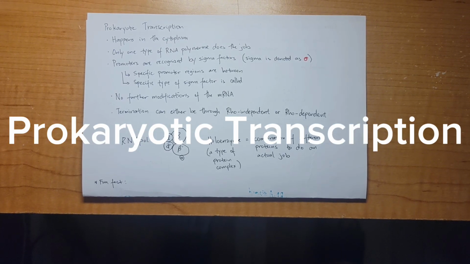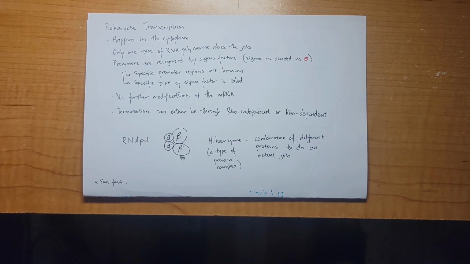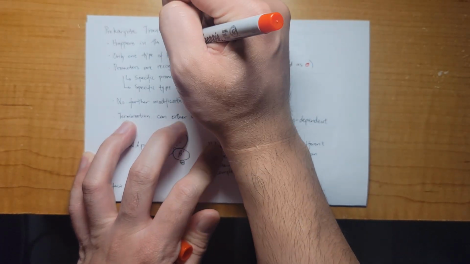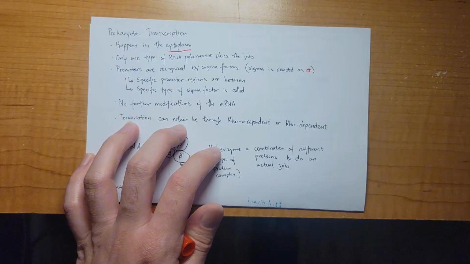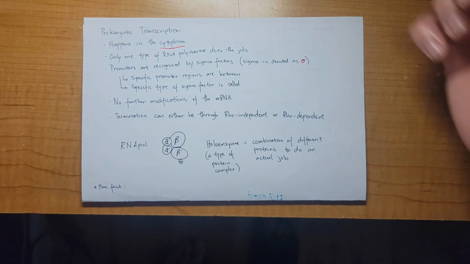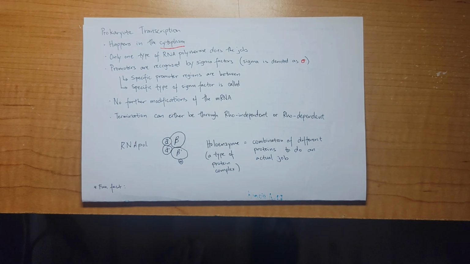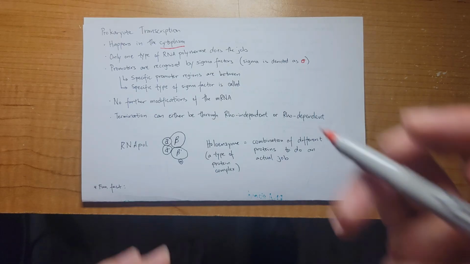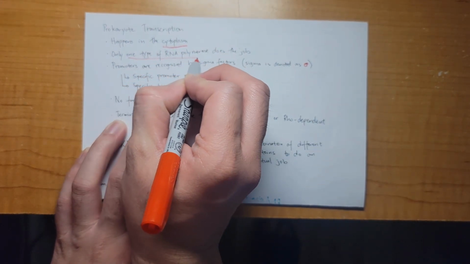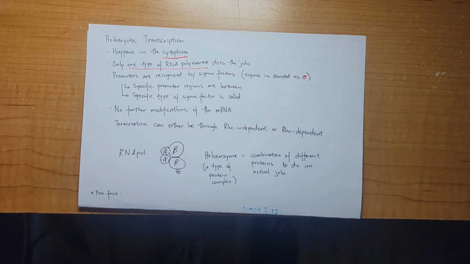Alright, so in this part of the video, I'm going to be talking about prokaryotic transcription. One thing to remember about prokaryotes is that they don't have any membrane-bound organelles, so they don't have a nucleus or endoplasmic reticulum, stuff like that. So everything happens in the cytoplasm, including transcription. And for prokaryotes, especially bacteria, they only have one type of RNA polymerase that does the job of elongation and initiation mostly.